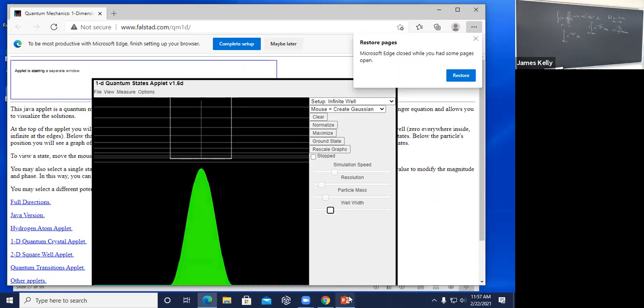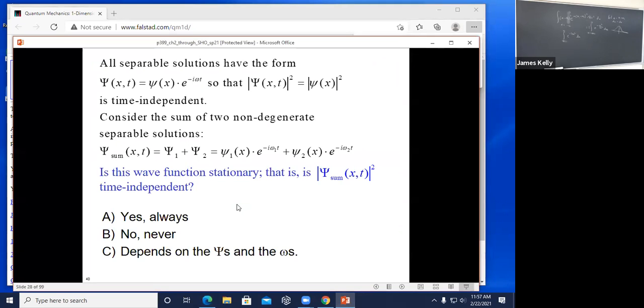Here's a question on here, I hope, about other solutions. So all separable solutions have the form psi, so they're separable. That means they're a product of a spatial part and a time part. Omega here is just E over h bar. So I stole this slide from somebody else and they just used that omega notation instead of the E notation.